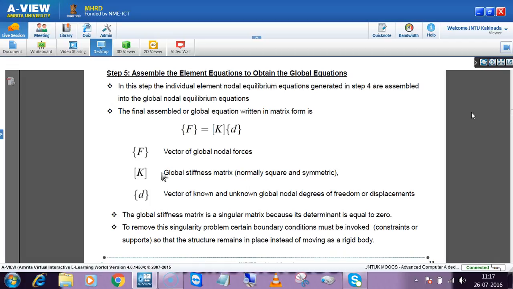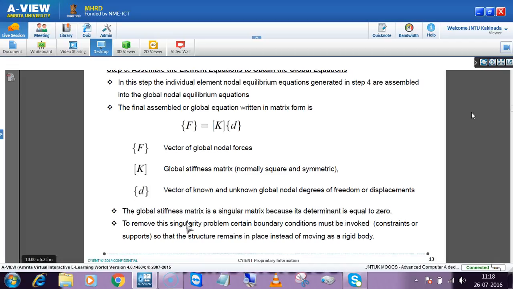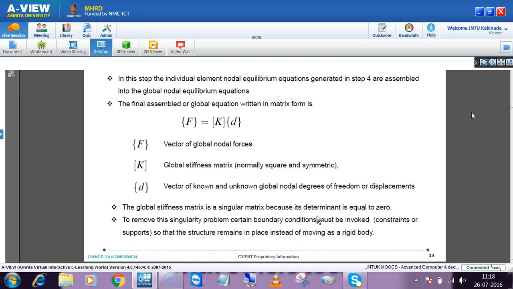So once we establish the stiffness matrix, we need to ensure that all these matrices are assembled into a global matrix. Because we derived it only for one particular element, and there are n number of elements, we need to assemble all these stiffness matrices into one global stiffness matrix. Each element will have one stiffness matrix. So at the end, when you assemble, you get a global stiffness matrix. One of the important aspects is that the global stiffness matrix is a singular matrix.